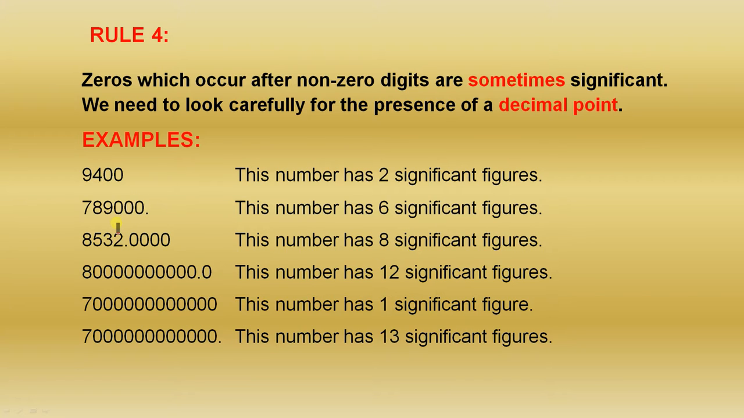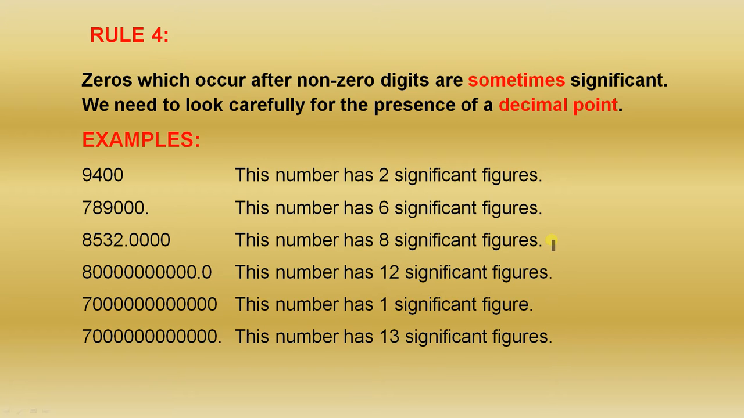Let's look at the next one. We know for a fact that the 7, 8 and 9 are significant. There are 3 zeros after the 9. However, we can see a decimal point. Whenever we can see a decimal point, all zeros are significant in this particular case. That is, the ones that occur after non-zero digits. So here we have 6 significant figures.